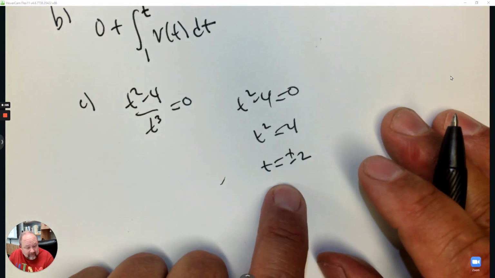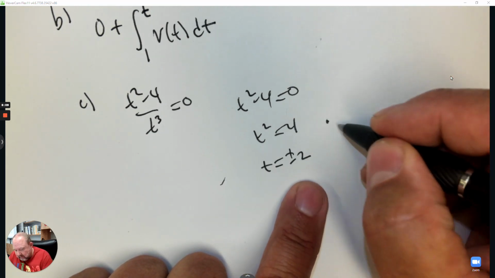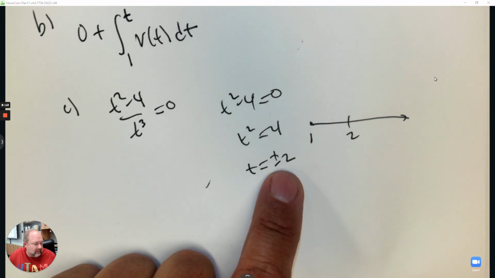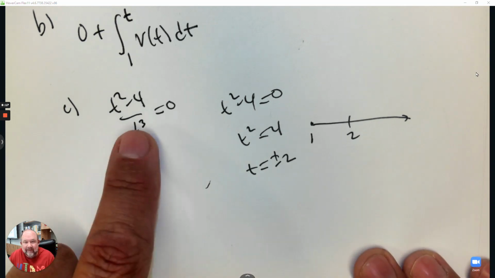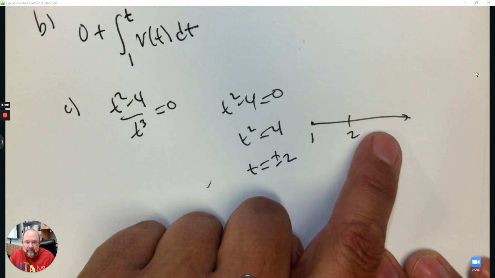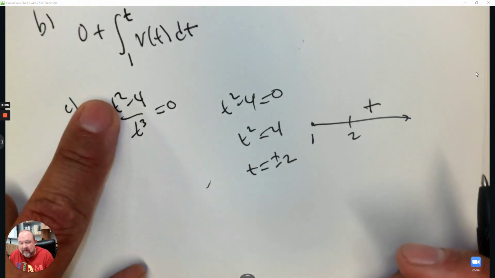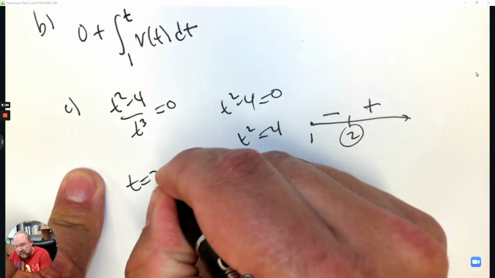Now, t is always greater than 1. In the question it says that t is greater than or equal to 1, so really the only number is positive 2. Then into the velocity, if I plugged in a number bigger than 2, like 3, it would be positive, but if I plugged in like 1/2, it would be negative, so it changes direction at t equals 2.